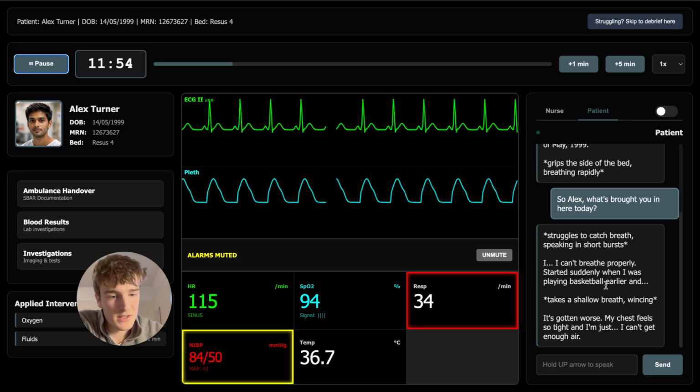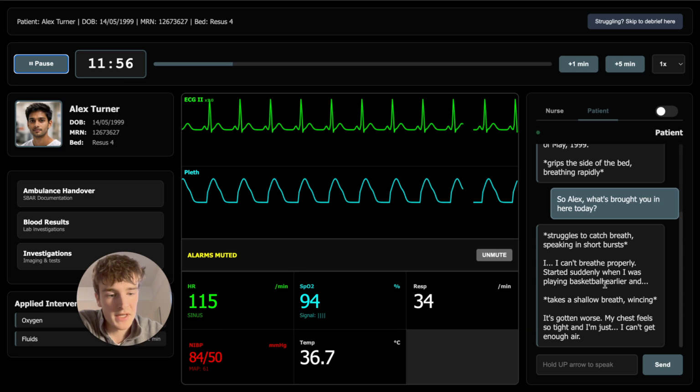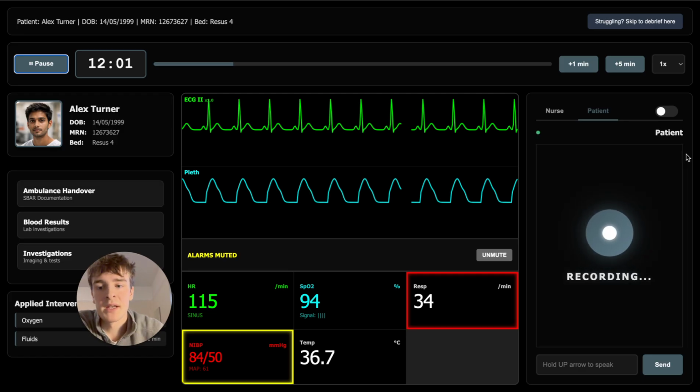So he says it started suddenly when he was playing basketball earlier and it's gotten worse, chest feels tight, can't get enough air. Okay. And Alex, are you in any pain at all?